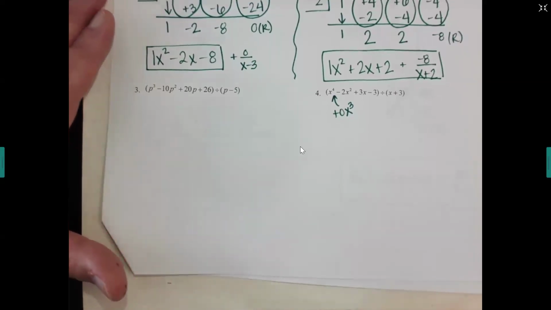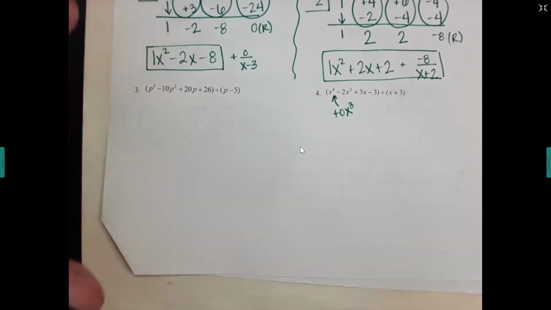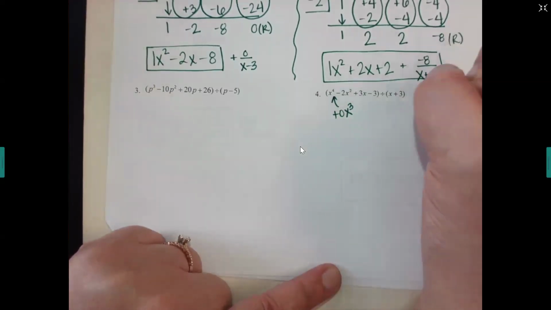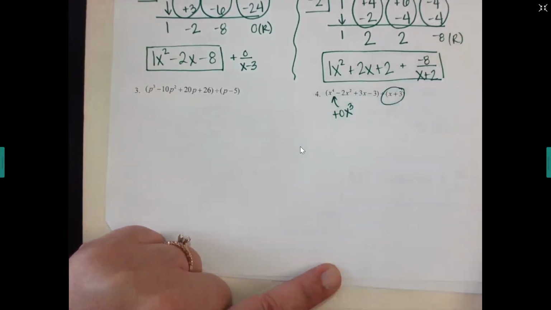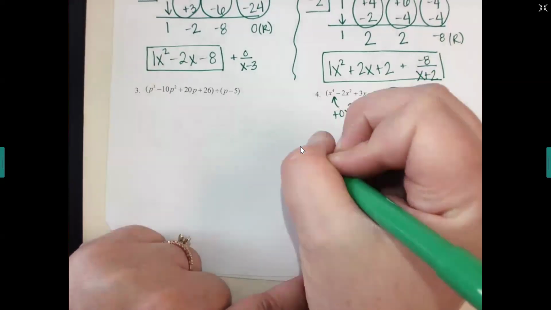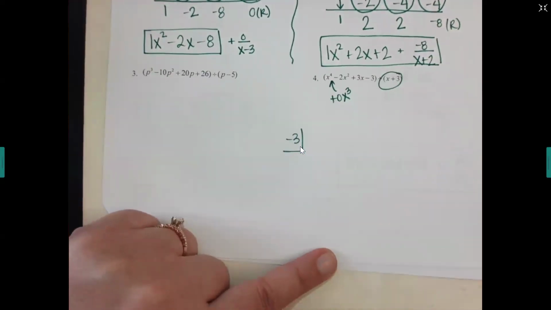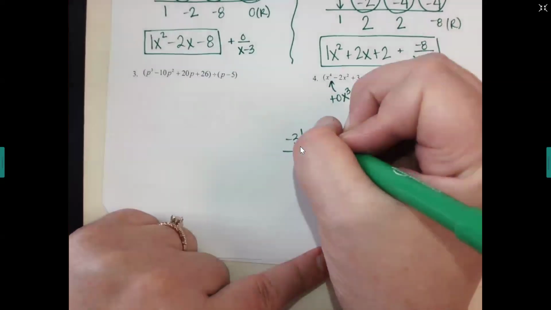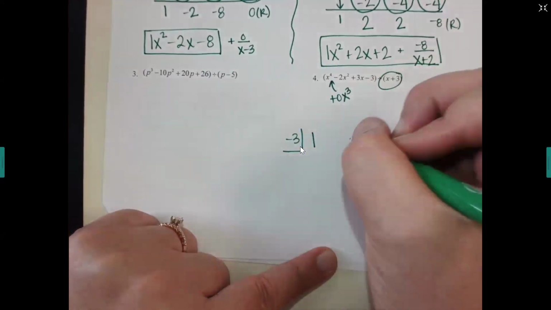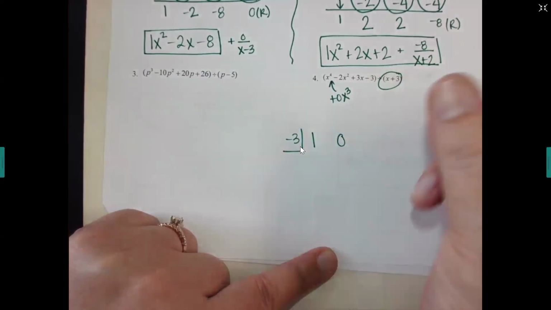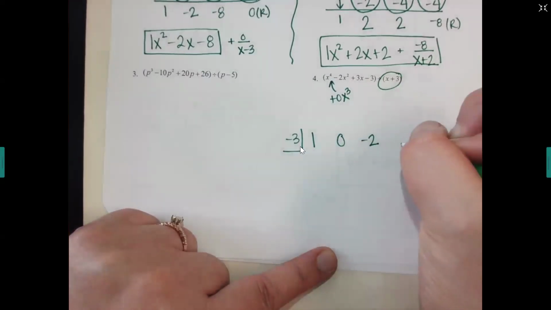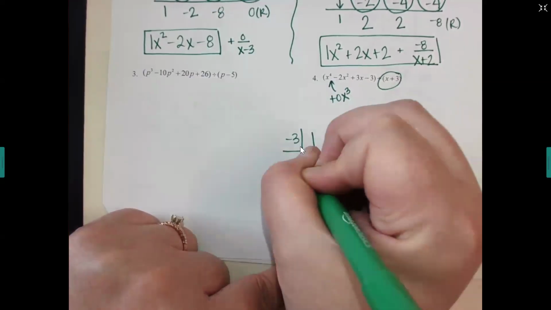So when I write my coefficients, I'm going to have to leave a 0 in that spot so this stuff doesn't get messed up. Okay, I'm dividing by an x plus 3. What do I put in the box? -3. Then we're going to have a 1x4, 0x3, -2x2, plus 3, -3.